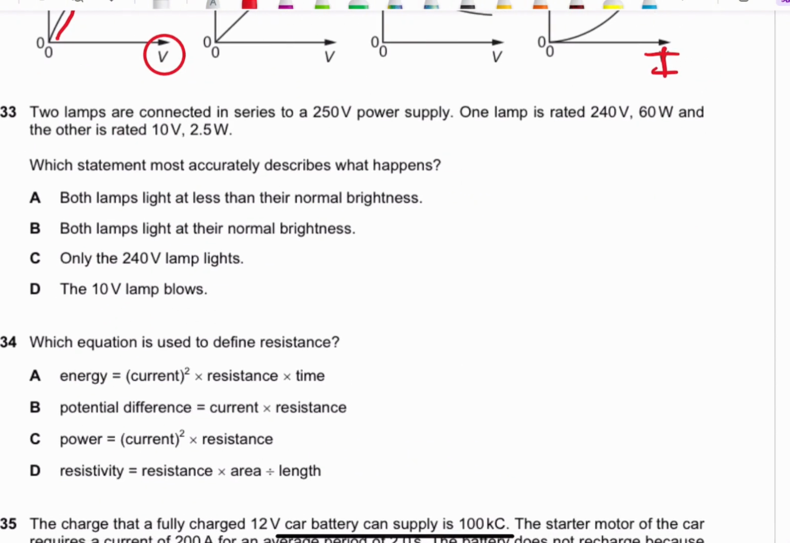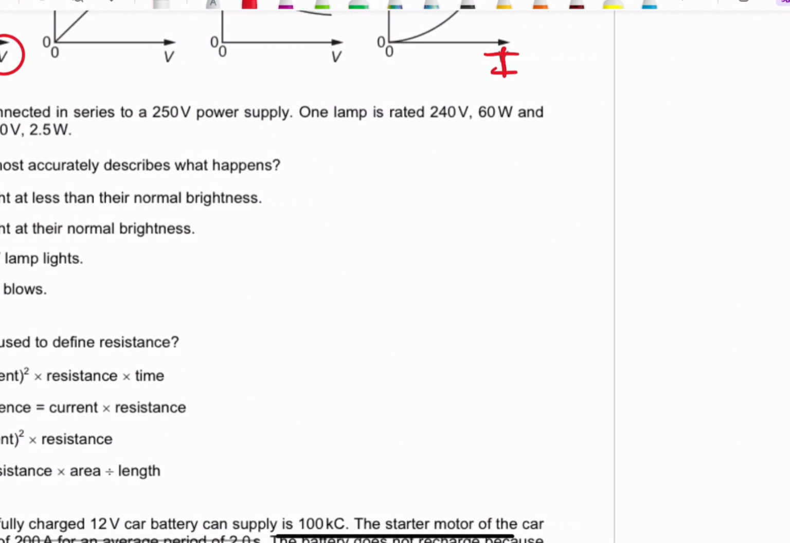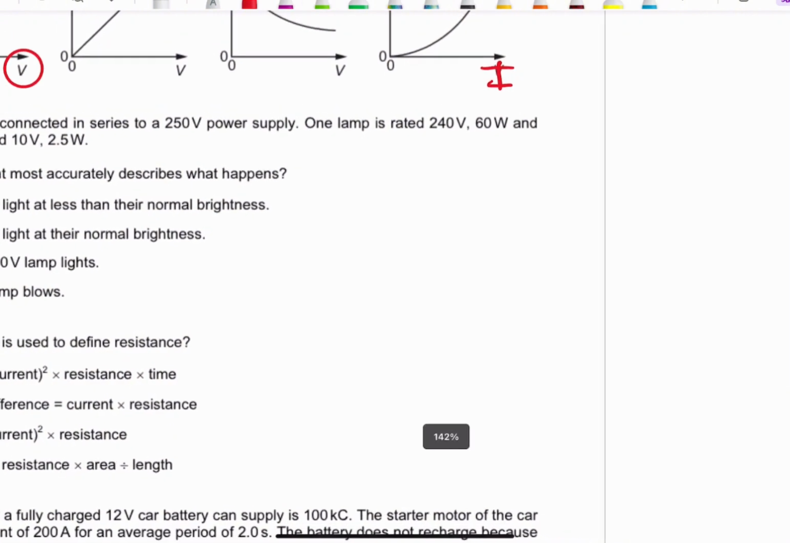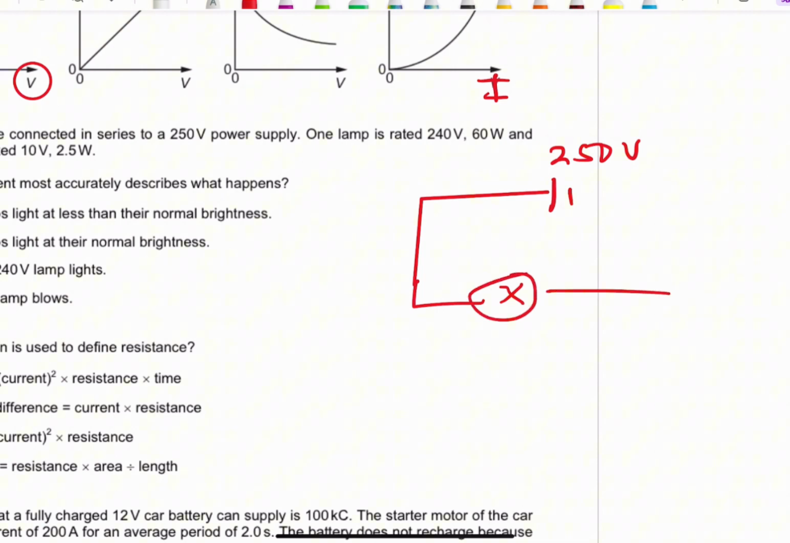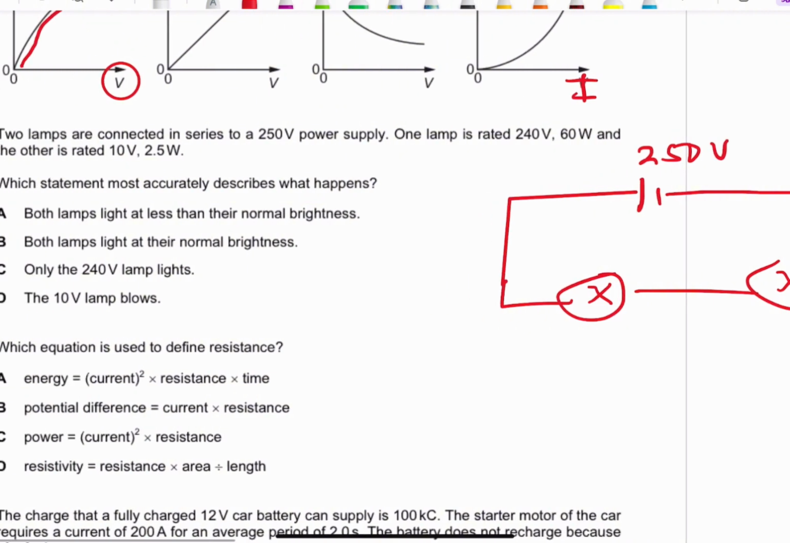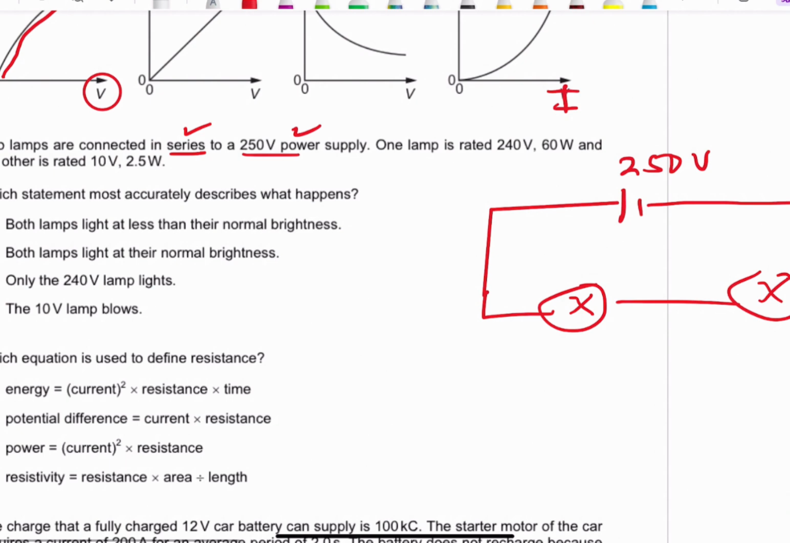Two lamps are connected in series to a 250 V power supply. Guys, draw graphs, draw diagrams. Try to make these things more conceptualized. Don't just try to tackle these questions without drawing. So let's draw a power source that has 250 volts. Then I connect two lamps: this is my first lamp, and this is my second lamp. They're connected in series. So you tick, are they in series? Yes. 250 volt supply, yes.